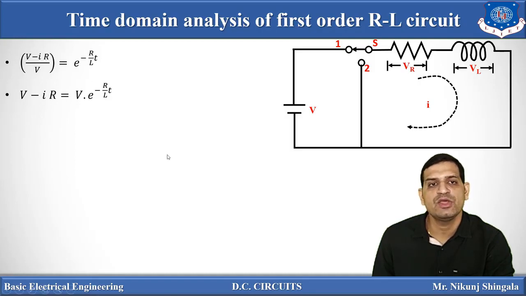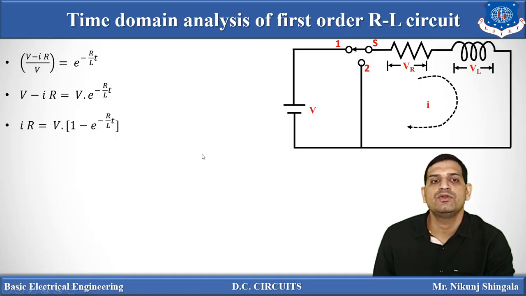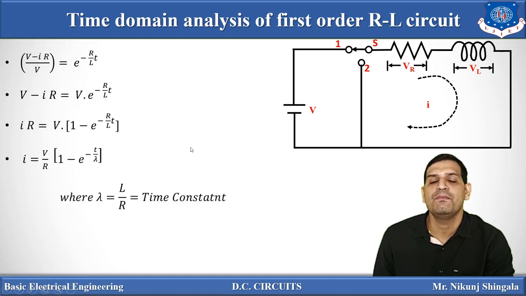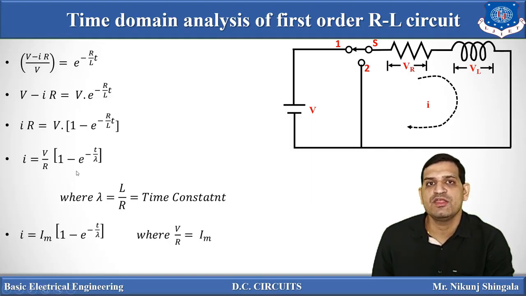And if we solve this equation, we get IR = V(1 − e^(−R/L · t)). The final equation for the growth of the current is I = V/R (1 − e^(−t/λ)), where λ = L/R is the time constant that we have already defined in the previous video lecture. Now, what is the maximum value of this equation?